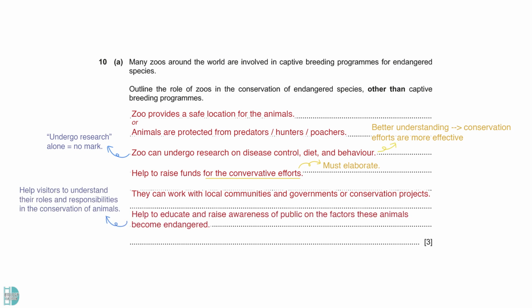They can educate and raise the awareness of the public on the factors that make them endangered. This can help the visitors to understand their roles and responsibilities in the conservation effort. Lastly, zoos can provide veterinary care to the animals to increase their lifespan and quality of life.